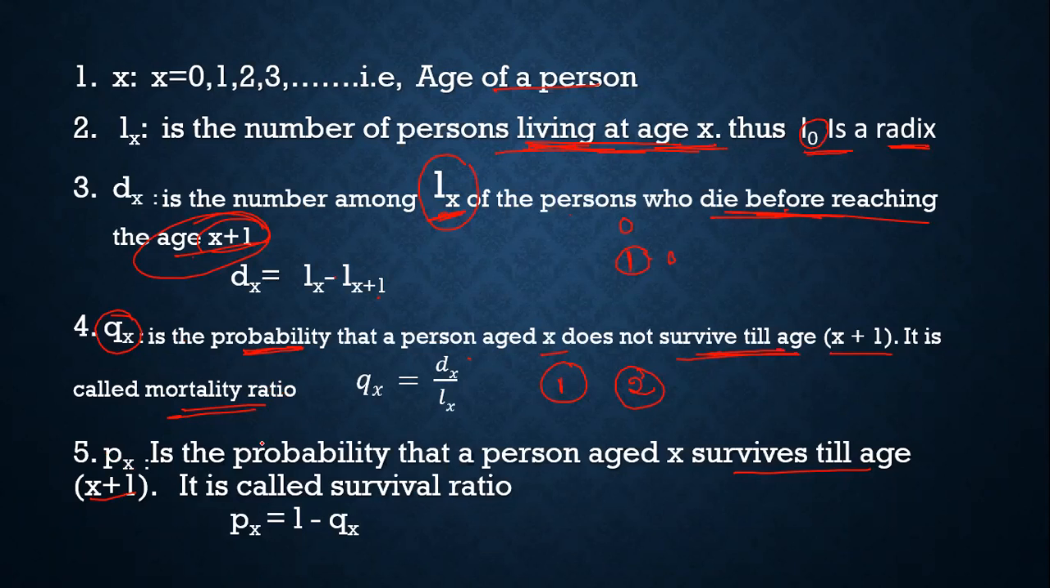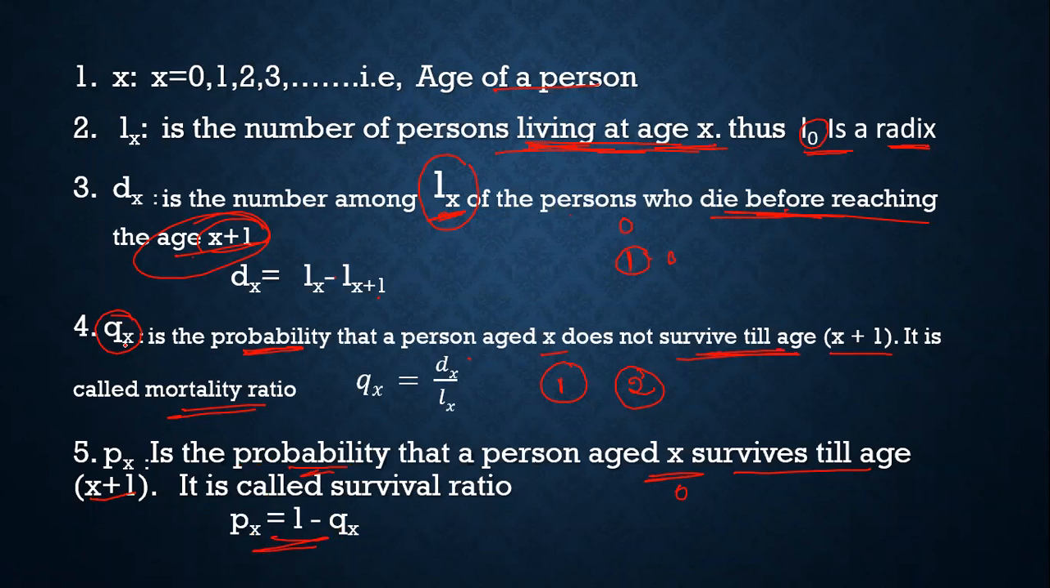Okay, so that is the probability that a person aged X, consider again 0th year, a 0 age person, survives till X plus 1. In how many age or how many birthdays he survives, we calculate here. So how to calculate with the formula? PX is equal to 1 minus QX.